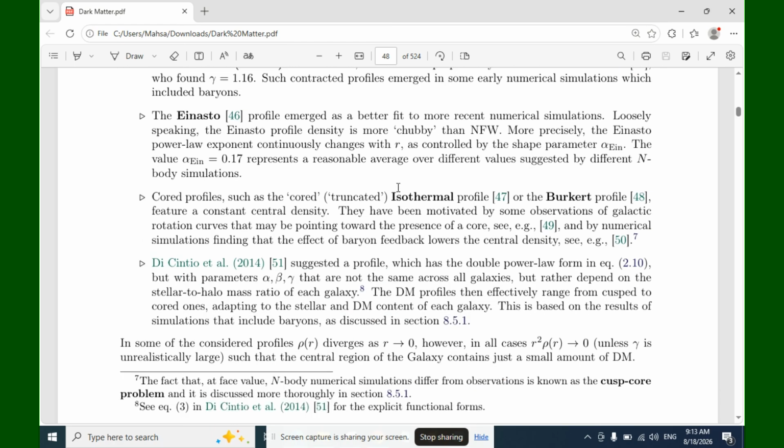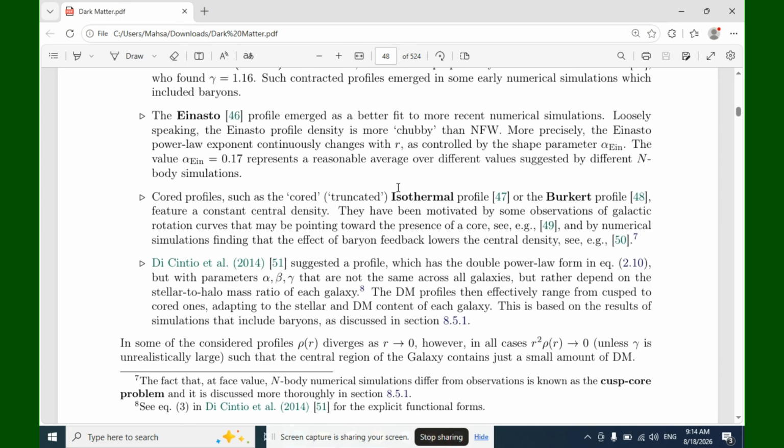The Einasto profile emerged as a better fit to more recent numerical simulations. Loosely speaking, the Einasto profile density is more chubby than NFW. More precisely, the Einasto power law exponent changes continuously, as controlled by the shape parameter alpha Einasto. The value alpha Einasto equal to 0.17 represents a reasonable average over the different values suggested by different N-body simulations.